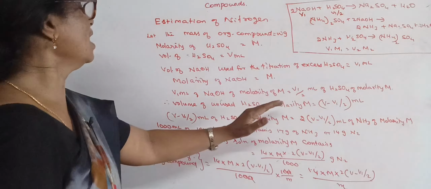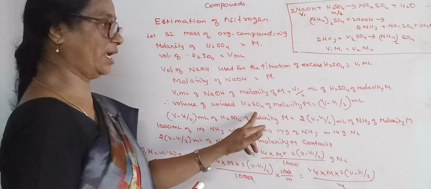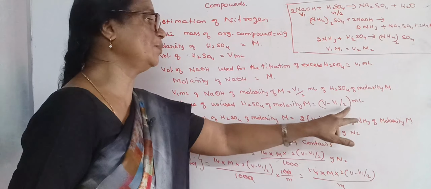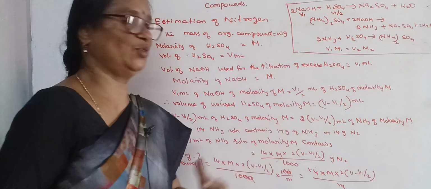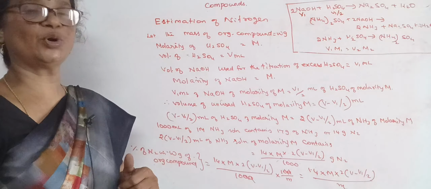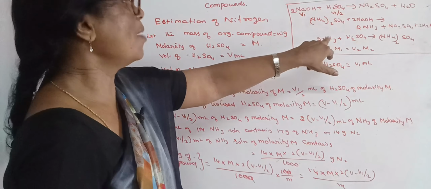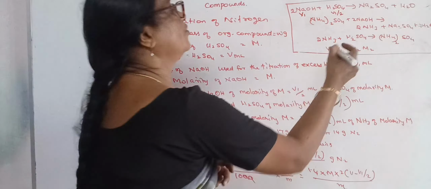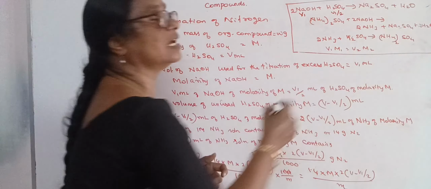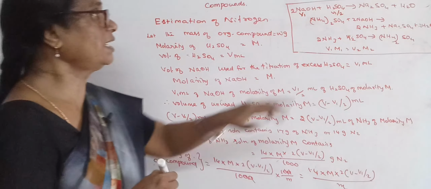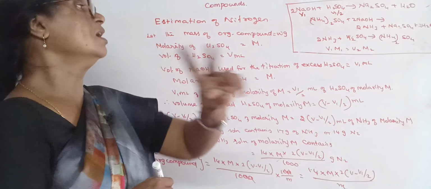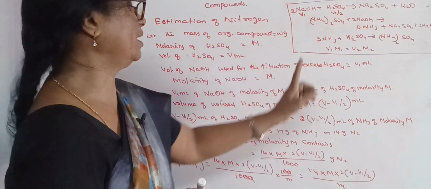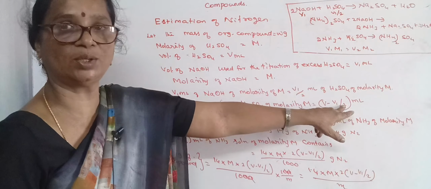Therefore, the volume of leftover unused sulfuric acid is (V minus V1 by 2) ml. Now, this is the volume of sulfuric acid that absorbs ammonia. See once again, when ammonia is absorbed in sulfuric acid, it gives ammonium sulfate. Here, how many times is ammonia consumed? 2 times of ammonia.